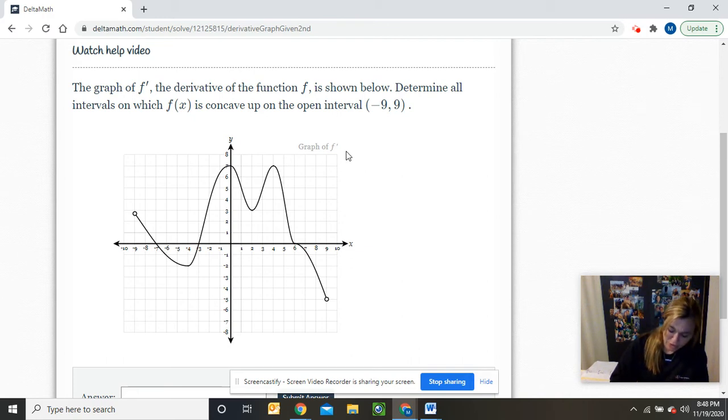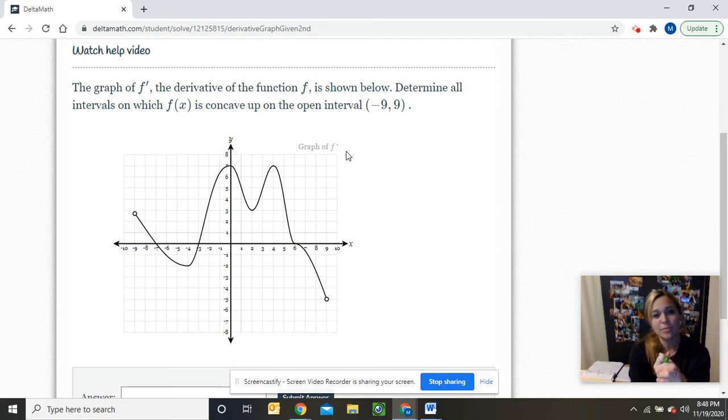when is f double prime greater than 0? Well, okay, I have a graph of f prime, so what does that mean? f double prime is greater than 0 when f prime, so this is where you really have to start thinking about connections. f double prime is the slope of f prime. Let me say that again. f double prime is the slope of f prime.